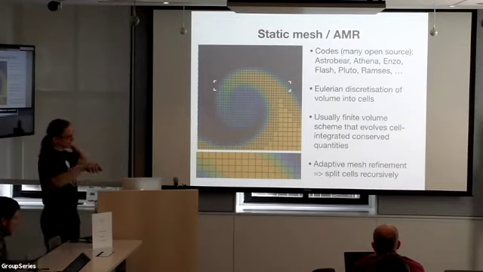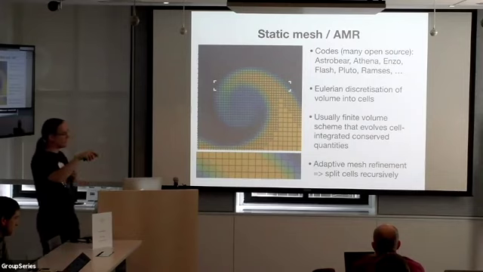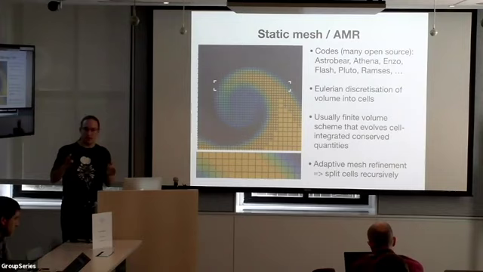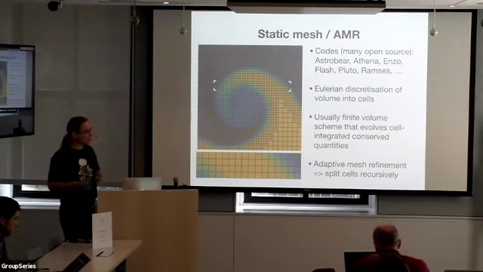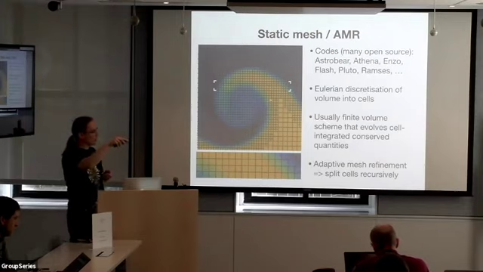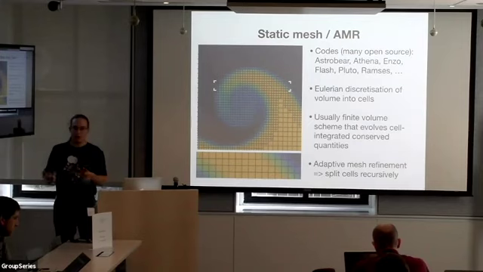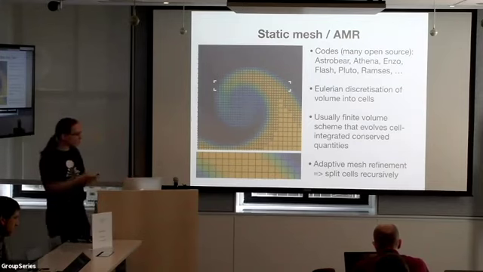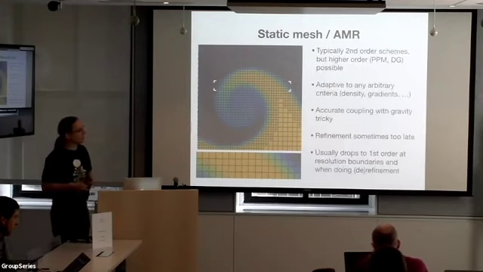Usually, you implement what's called a finite volume scheme. So in the volume of the cells, you track conserved hydro quantities, the mass, the momentum, and the total energy, and then you evolve them with Riemann solvers by calculating for every time step how much of this conserved quantity flows from one cell to another. So the adaptive mesh just splits the cells.